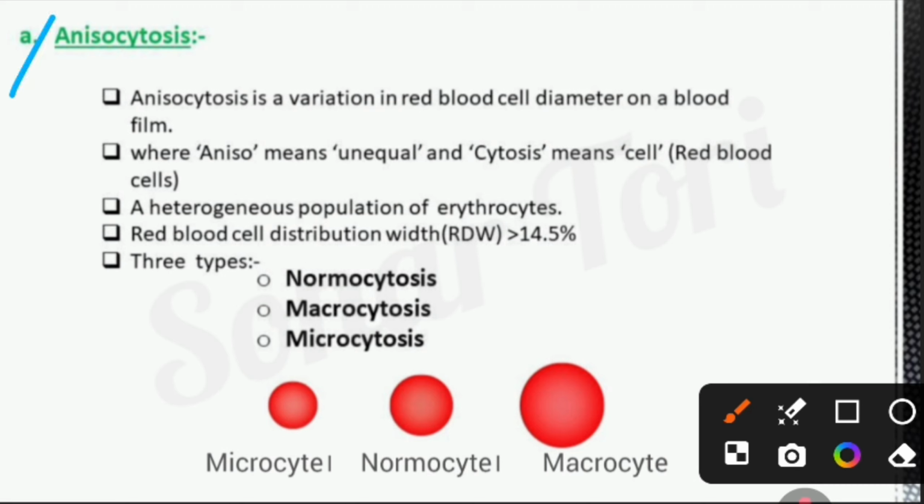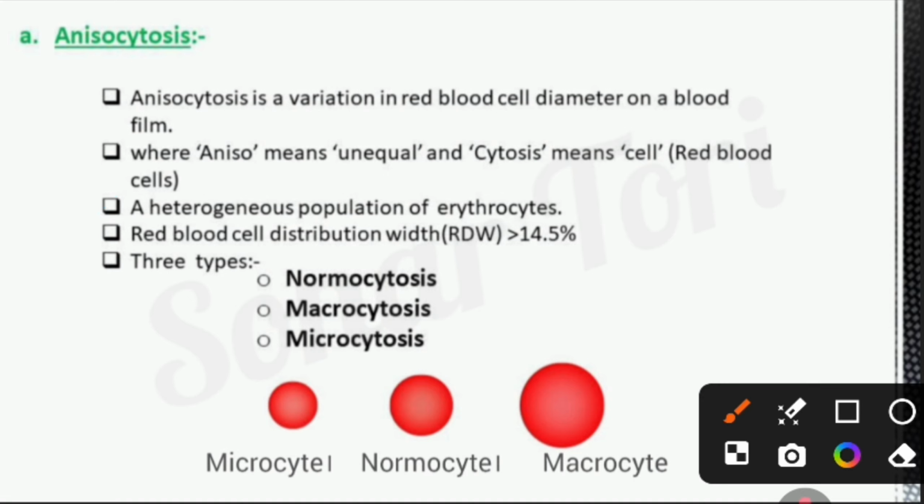Anisocytosis. So what is anisocytosis? Anisocytosis is a variation in the red blood cell diameter on a blood film, where aniso means unequal and cytosis means cell, in this case red blood cell. A heterogeneous population of erythrocytes. Red blood cell distribution width, also called RDW, is greater than 14.5%.